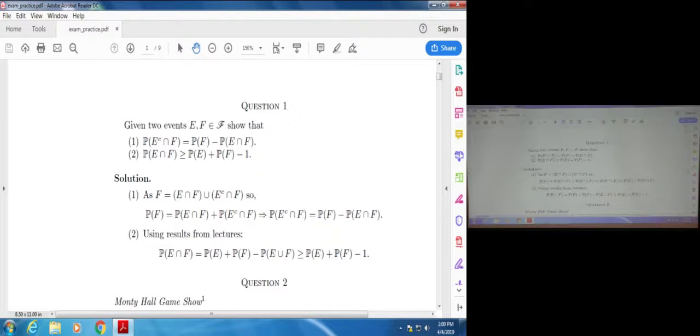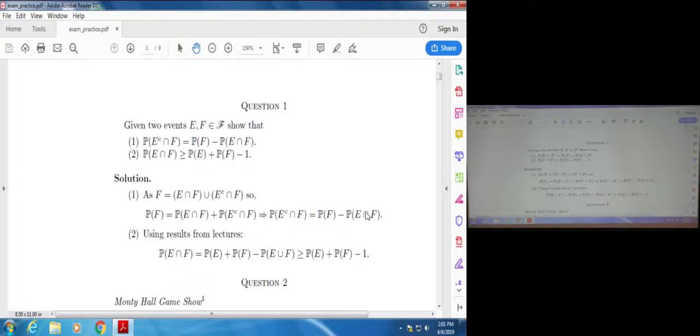We know that the set F can be expressed as the intersection of F with E, or the intersection of F with E complement. That's one of the rules that we used for these sets a while back. What does that mean? Well, we know that these two sets are disjoint, so the probability of F is equal to the probability of this one plus the probability of this one. Then it's basically rearranging. We want this one, so I take this to the other side, and the probability of E complement and F is just equal to the difference between this one and this one, which is what we wanted to show.